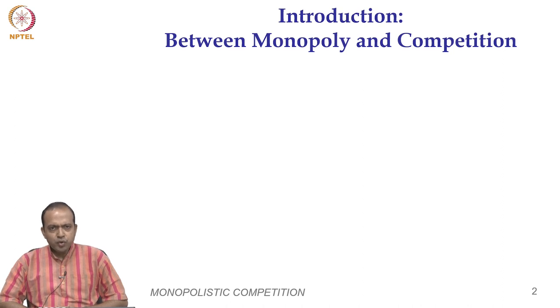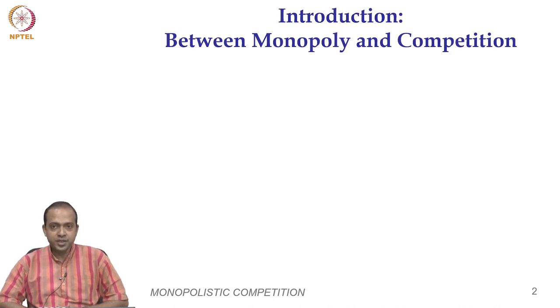So that means we have so far discussed two extreme market structures. On the one hand, we discussed the perfectly competitive market, wherein there are a very large number of buyers and sellers, and as a result no single buyer or seller has any market power. So no buyer can influence the market outcome, and no seller can influence the market outcome.